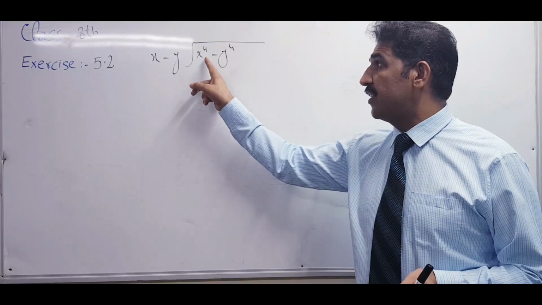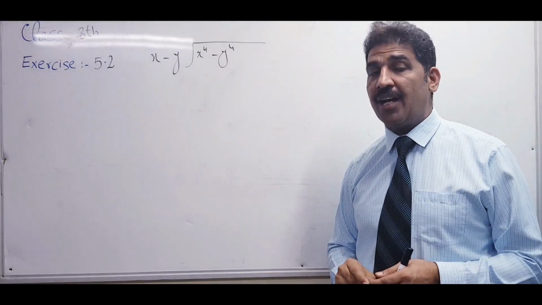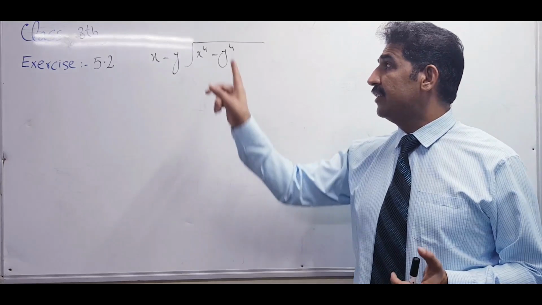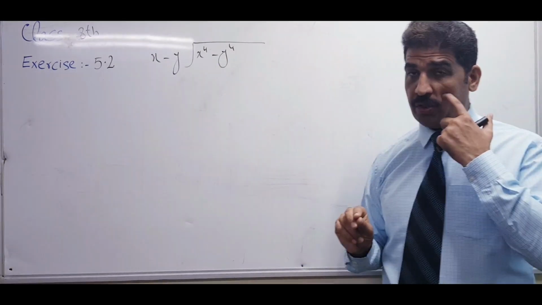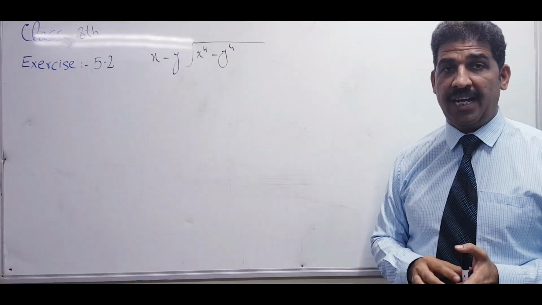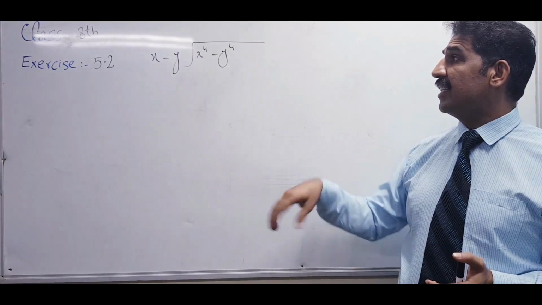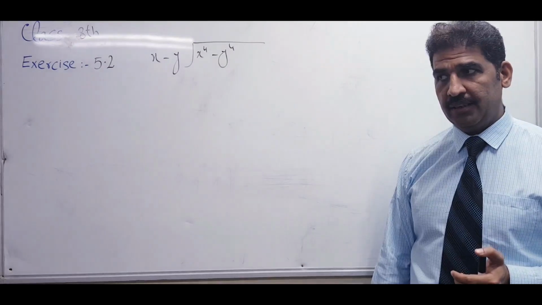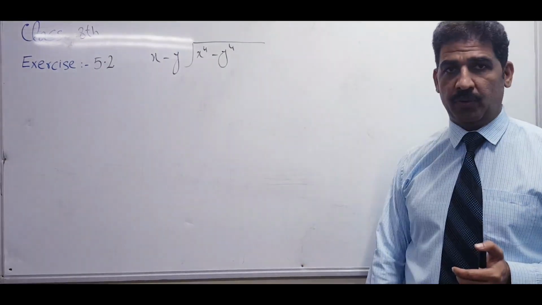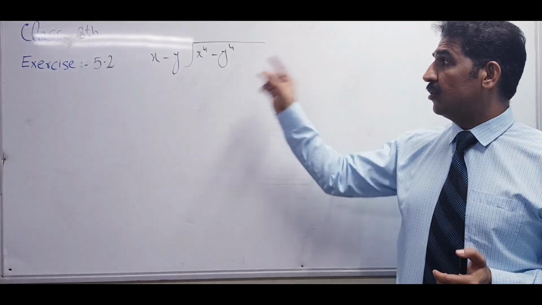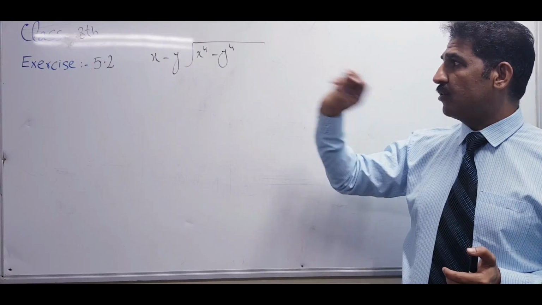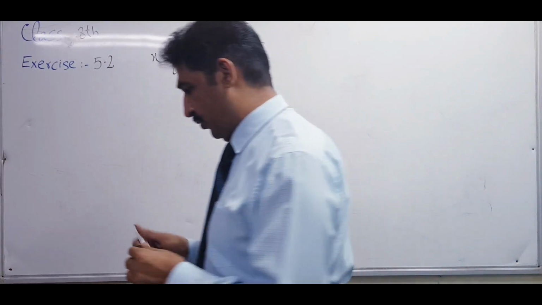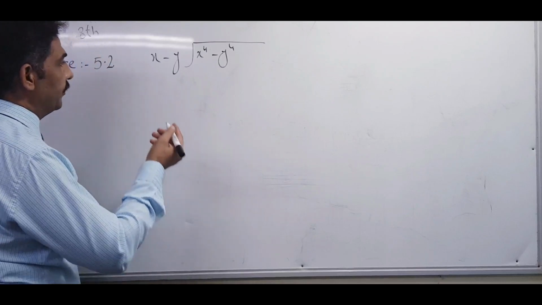Here the first term is x raised power 4. According to descending order, the next term needs to be x cube y, then x square y square, then x y cube, then y raised power 4. So this type of question you have to solve. How to solve? I will explain that.